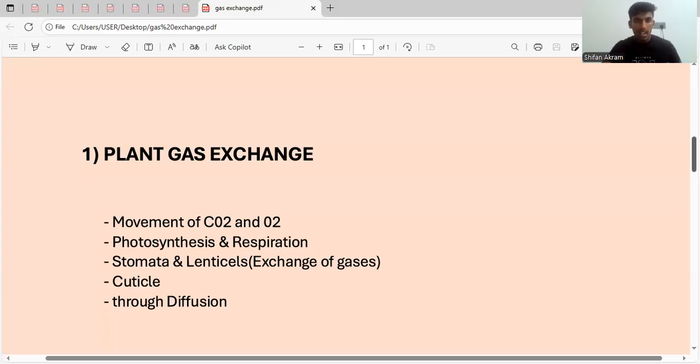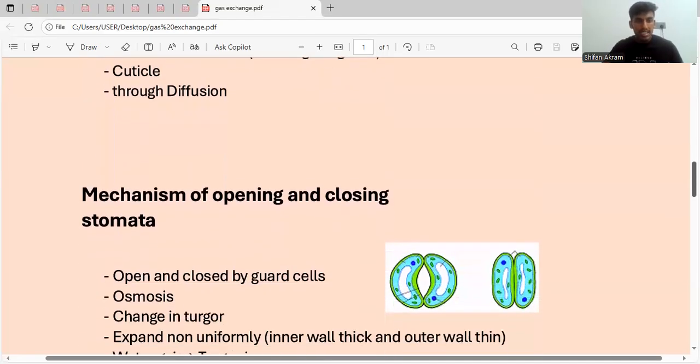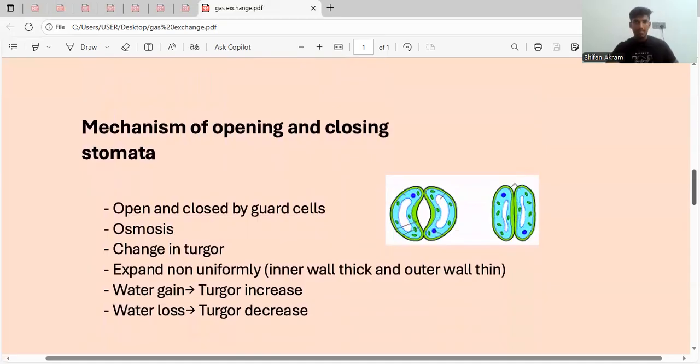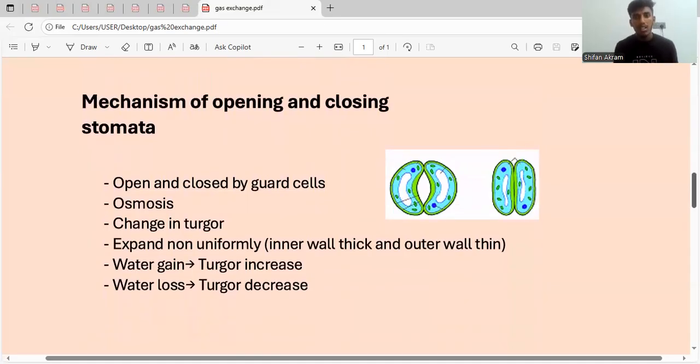Now let us take a look at the gas exchange mechanism of stomata. We know gas exchange occurs because the stomata is open, and the stomata is opened and closed by the guard cells. But how does this happen? How do guard cells open up and close during gas exchange?